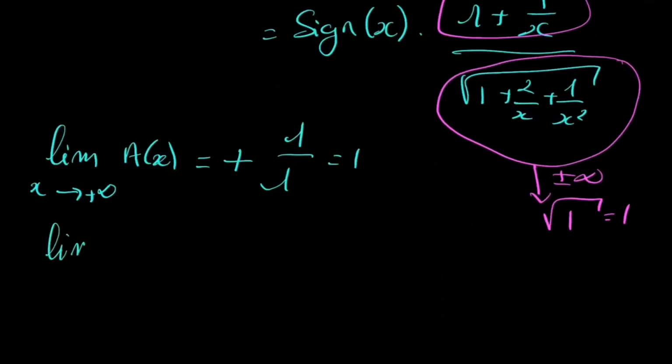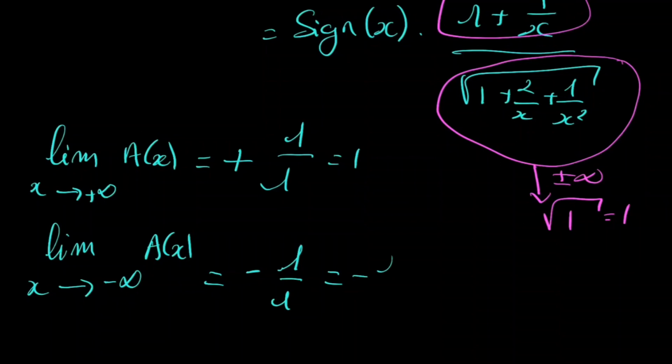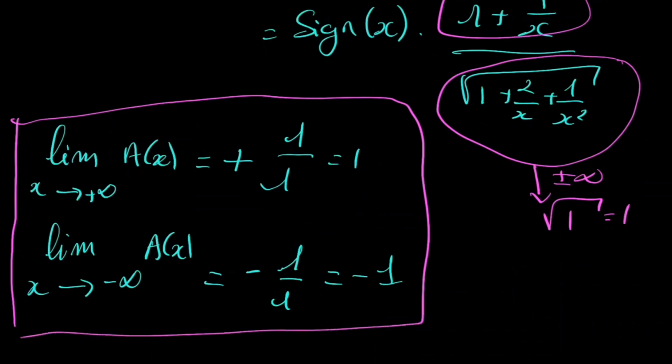So in plus infinity we have plus 1 over 1, which is equal to 1. The limit when x tends to minus infinity of A of x is equal to minus, the sign of x, because we are in minus infinity, minus 1 over 1, which is equal to minus 1. And we have solved the first limit.